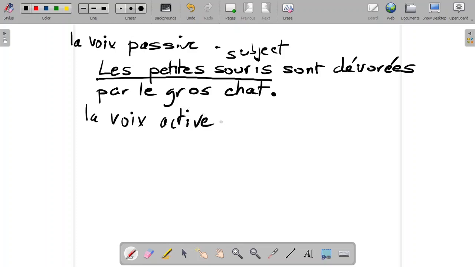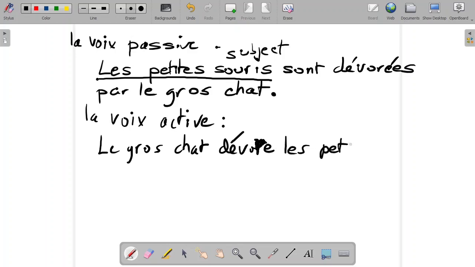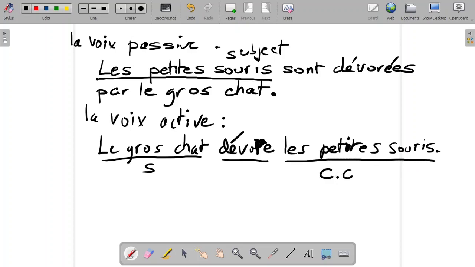So let's look at la voix active for that same example. So le gros chat dévore, dévore, that's an R, dévore les petites souris. So that's the subject, sujet, dévore, the verb, eat, les petites souris. This is the COD, in this case, D. It's important that it's a D, complément d'objet direct. Direct means there's no preposition here. So le gros chat dévore les petites souris, complément d'objet direct.